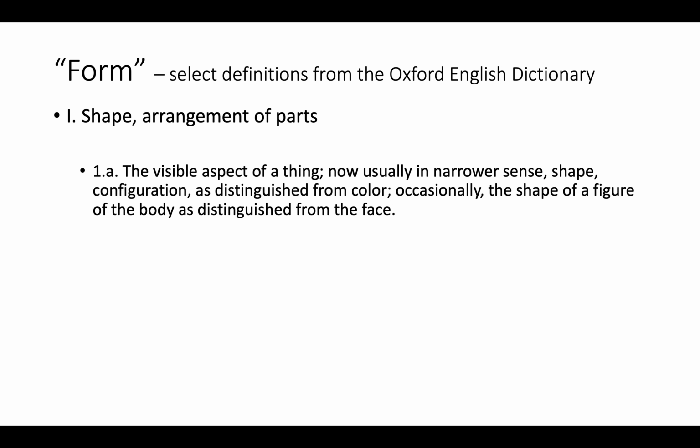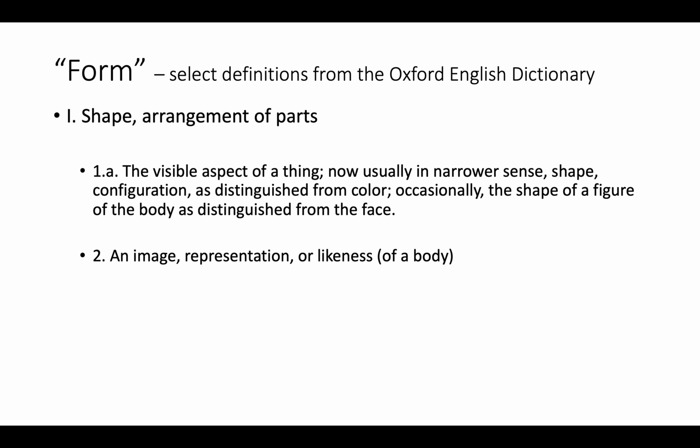Occasionally, this means the shape of the figure of the body as distinguished from the face. That's kind of interesting. So form is something that is visual, but not in terms of color, rather in terms of shape. It's interesting that the shape of the body is meant by the word form, not the face. So form might be something less specific. Usually your face distinguishes you as a person, not necessarily your body, unless you have a particularly interesting form. Okay, let's keep going.